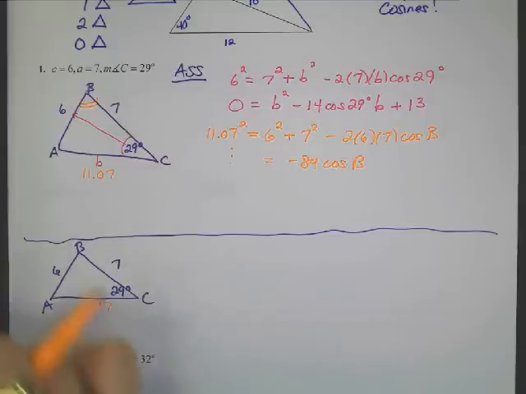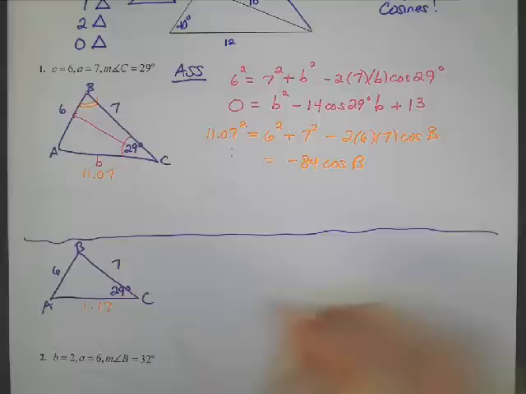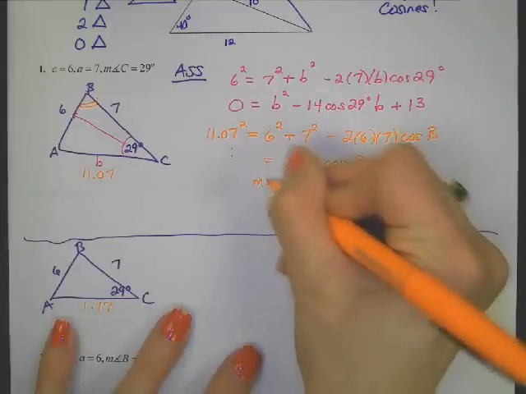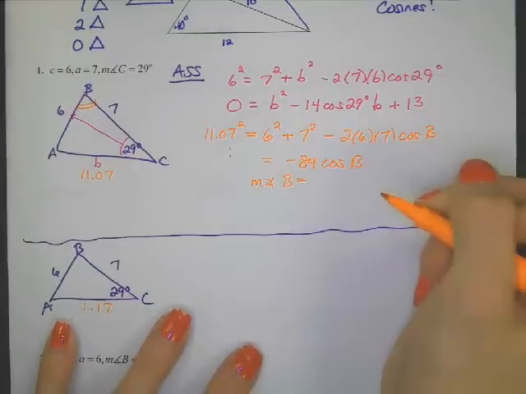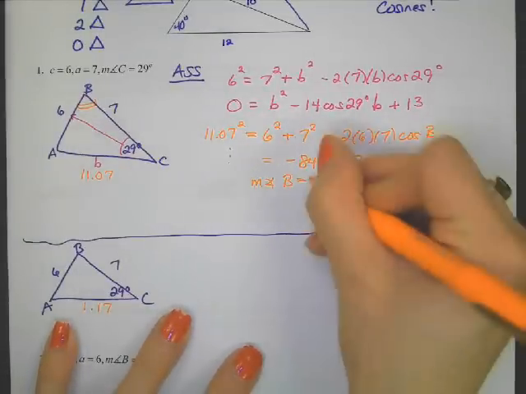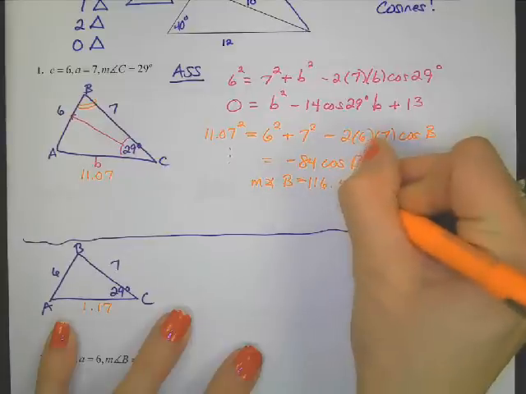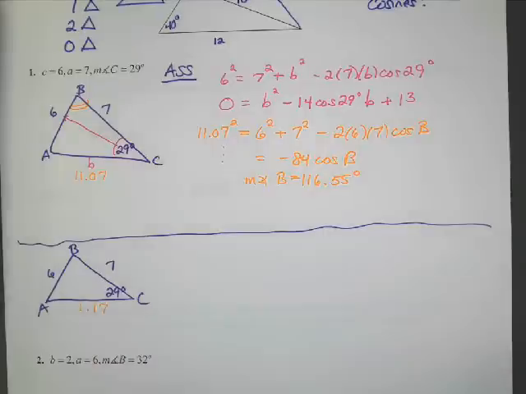And then don't forget to cosine inverse your answer. And the measure of angle B is 116.55 degrees.